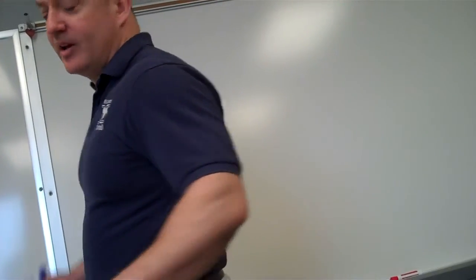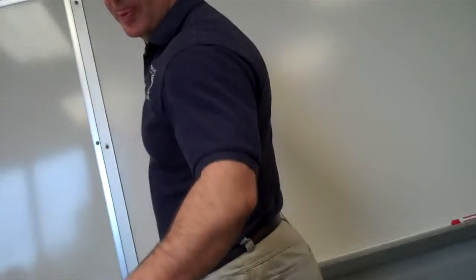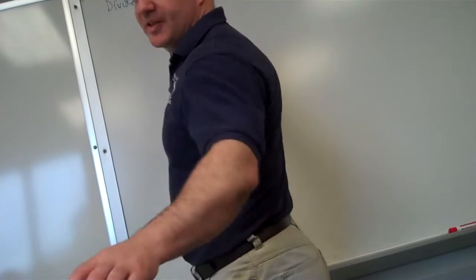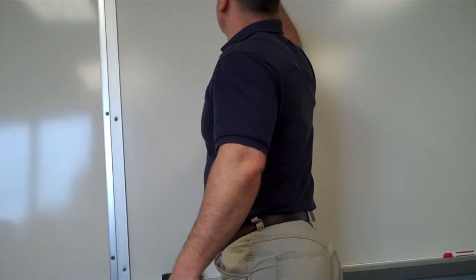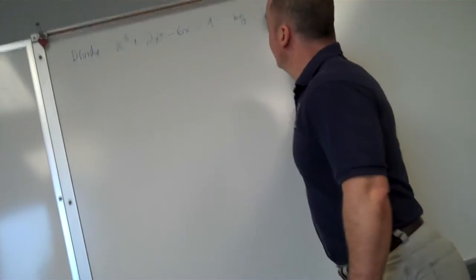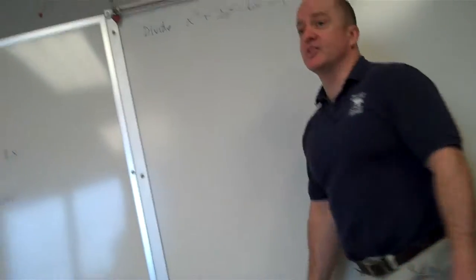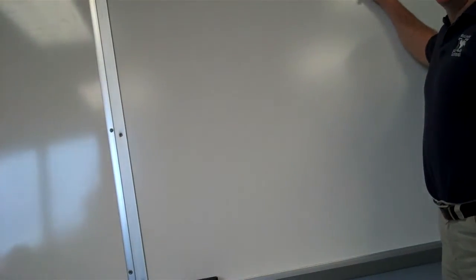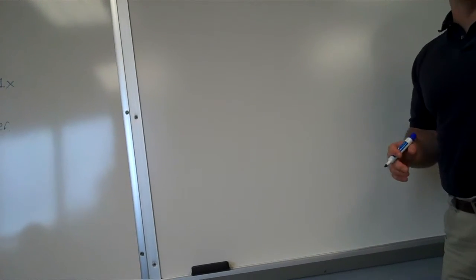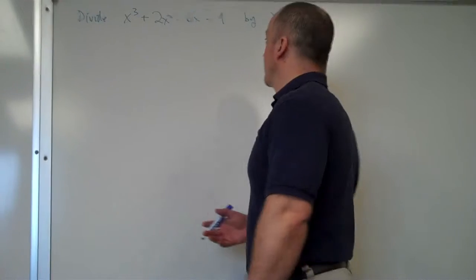Alright. We're going to divide x cubed plus 2x squared minus 6x minus 9 by x minus 2. Okay, this is the Bob the Builder portion of our lesson. Real quick, 1 sec. We're dividing by x minus 2. Is the leading coefficient 1? Is the highest exponent 1? Okay, can we do it? Yes, we can. Yes, we can. That's the Bob the Builder portion of our lesson.